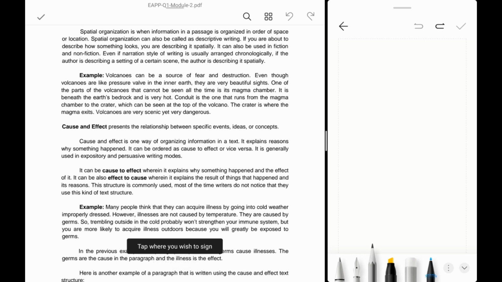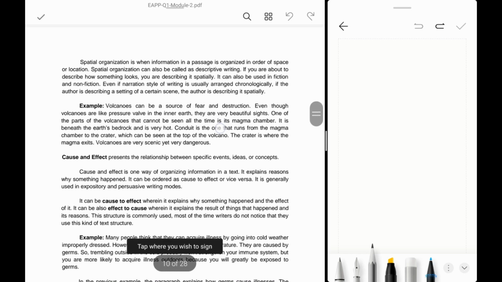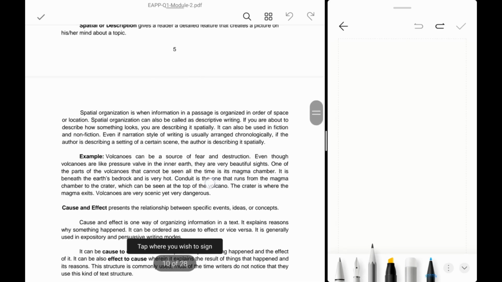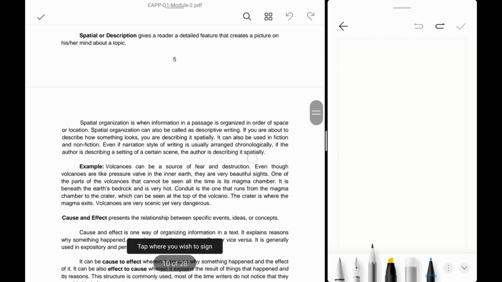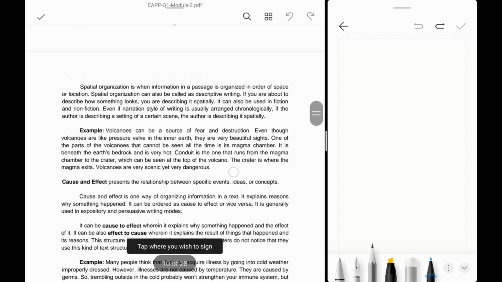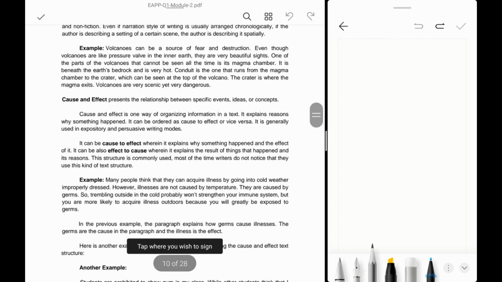So you see here in the sample paragraph, what the writer is trying to do is to make us imagine what a volcano looks like. Okay, using these descriptions, the writer is able to do spatial or description text structure. Then we have the next text structure, that is the cause and effect.